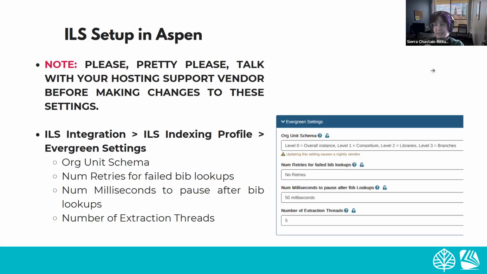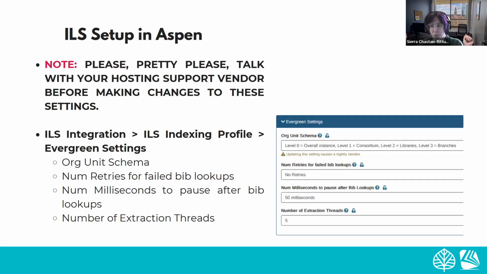And this is going to be located in the ILS indexing profile within Aspen. Evergreen settings is one of those panels. So the main settings here. First, we have org unit schema. So that's going to tell Aspen how to understand your org unit setup, right? So for CW Mars, we're a consortium. We're using what is shown in the screenshot here, where we have the level 0 overall CW Mars instance.